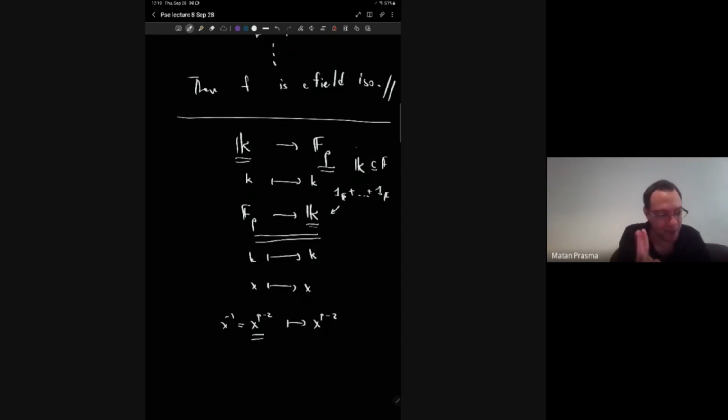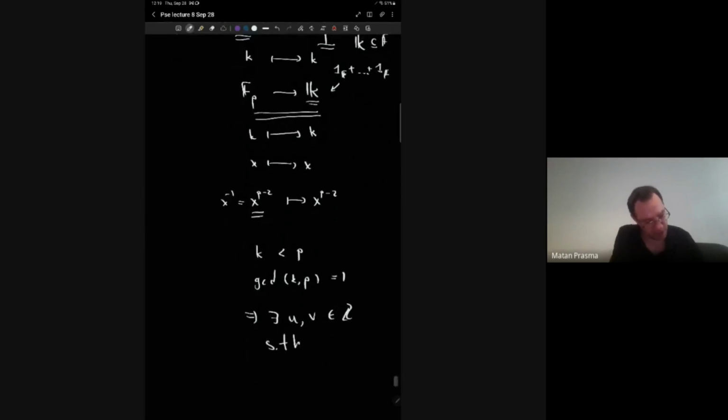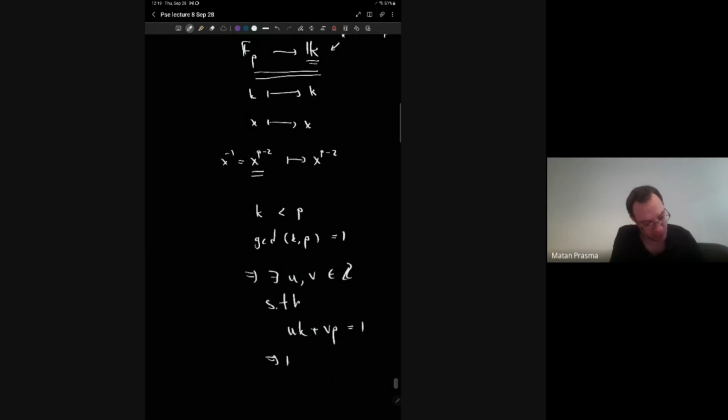Alternatively, if you remember, in the prime field, to prove that inverses exist, you have two alternatives. One is Fermat's little theorem, and the other is the Bézout identity. Because if k is smaller than p, then GCD(k, p) is equal to 1. This means that there exist Bézout coefficients u and v such that uk plus vp is equal to 1. So uk is equal to 1 modulo p. So this is the inverse: u is equal to k minus 1.